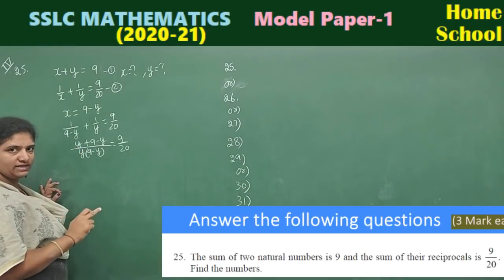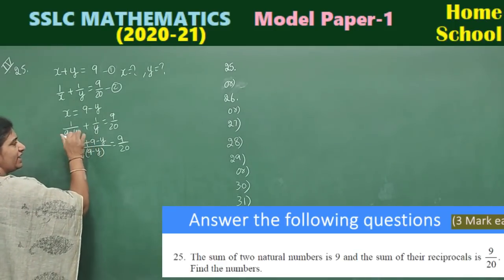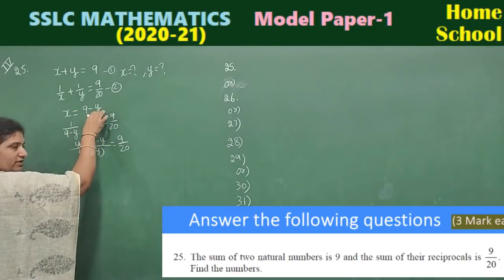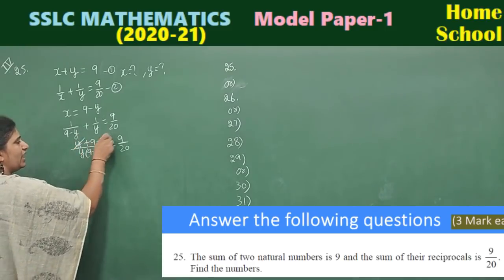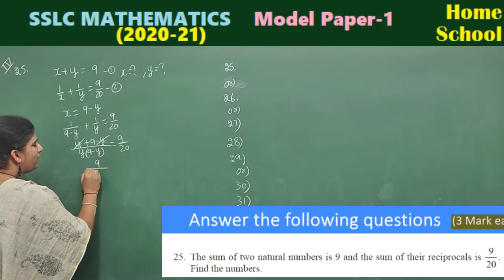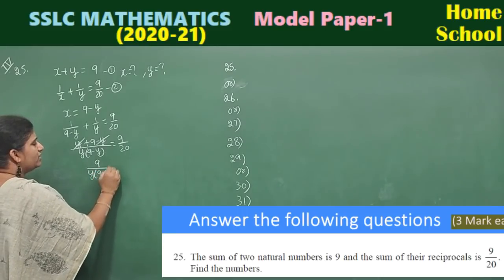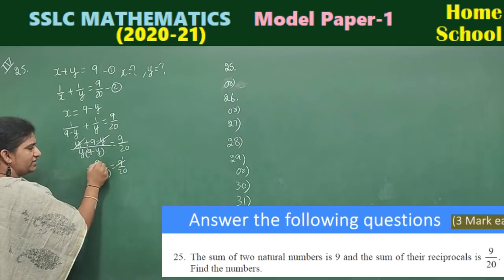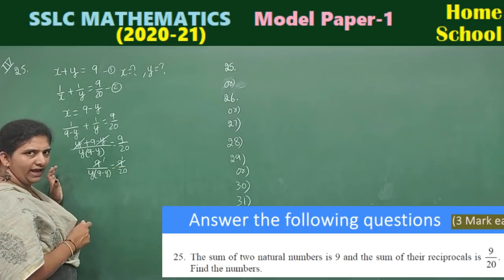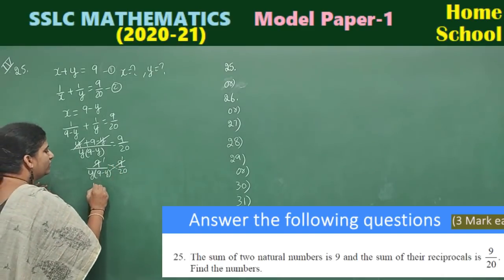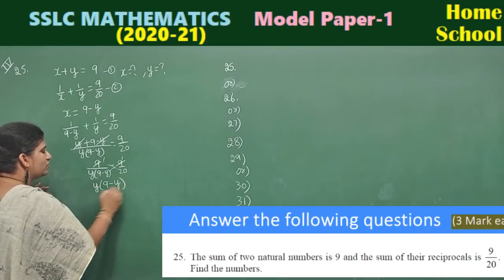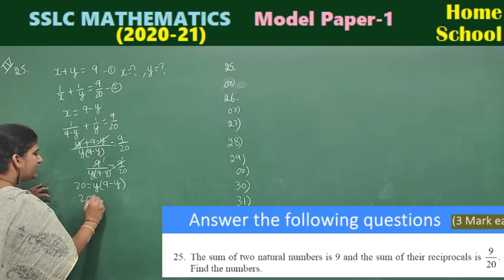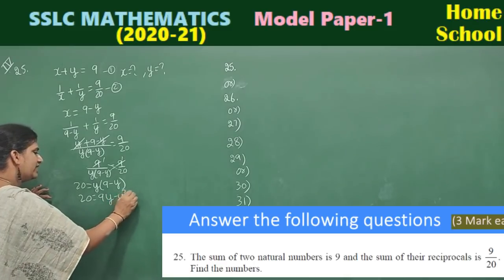I hope you all know this LCM, right? y into 9 minus y. 9 minus y there, so multiply y up, and here only y there, 9 minus y multiply for this one, then that will be plus y and minus y will be cancelled. 9 by y into 9 minus y is equal to 9 by 20. If you want, you can cancel this one, 9s cancel. If you want, you can cancel and then cross multiply this one. y into 9 minus y, 20 is equal to y into 9 minus y. That will be 20 is equal to 9y minus y square.